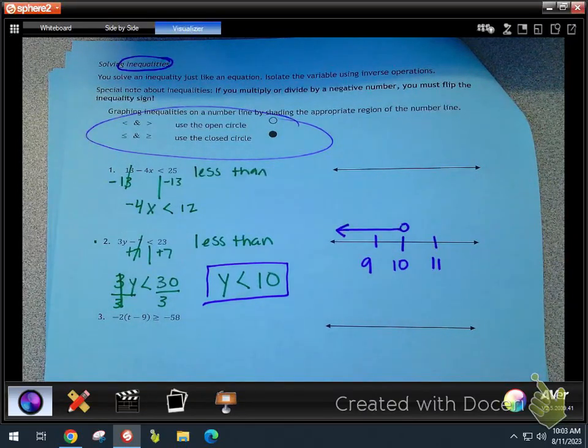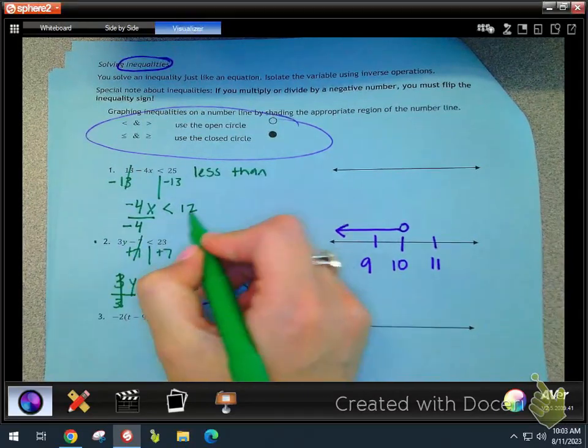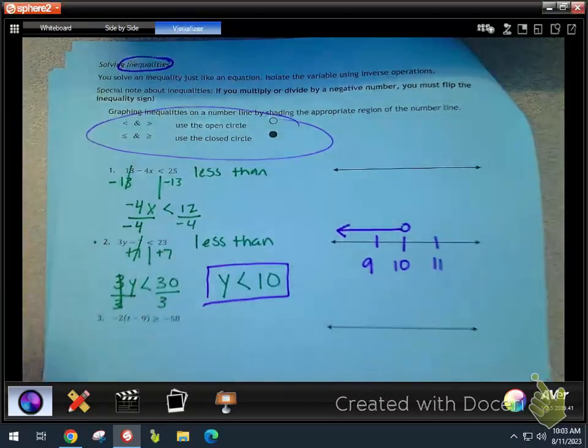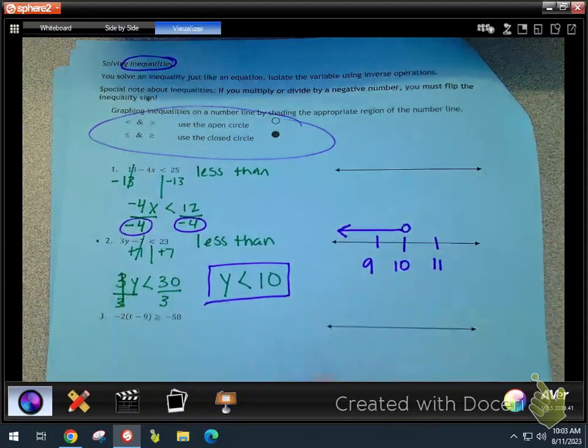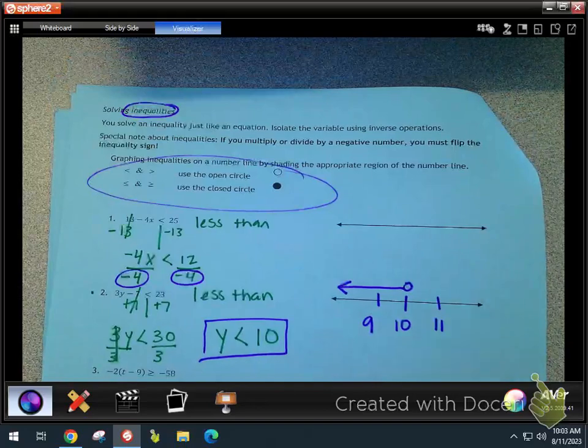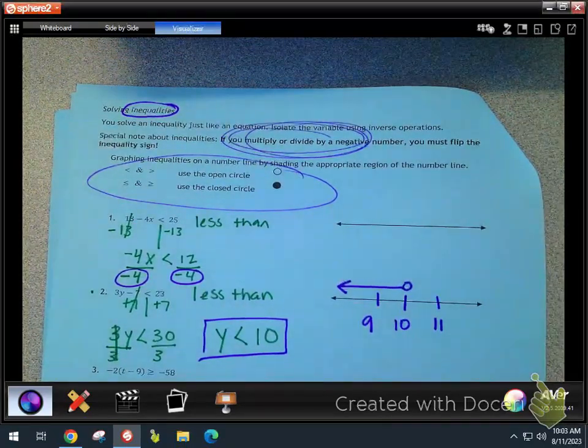Now we need to get rid of that negative 4. How? Divide both sides by negative 4. All right, what kind of 4 are we dividing by? A negative. Does anybody remember with an inequality what happens if you multiply or divide by a negative number? You switch it. You flip the sign.